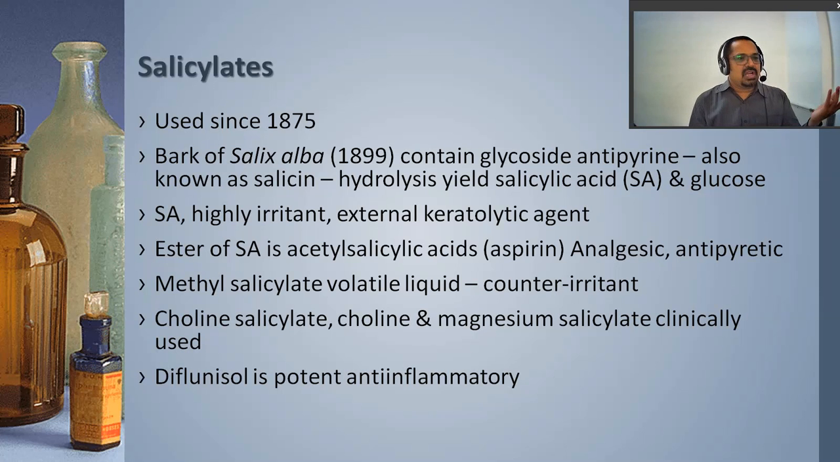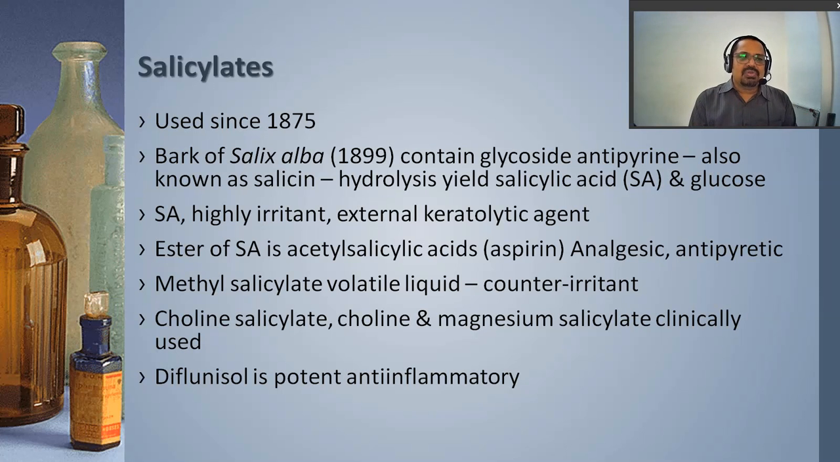But before that it was already in use. This plant has been used since almost 1875. But in 1899 it was found that it contains a glycoside which is responsible for the antipyretic action. Initially it is known as salicin, which upon hydrolysis gives salicylic acid and glucose. So salicin is nothing but the glycoside formed by salicylic acid and glucose. Salicylic acid is a highly irritant type of compound, and externally it is used nowadays as a keratolytic agent. The ester of salicylic acid, also known as acetyl salicylic acid, or acetylated salicylic acid, is popularly known as aspirin, which has analgesic and antipyretic action.